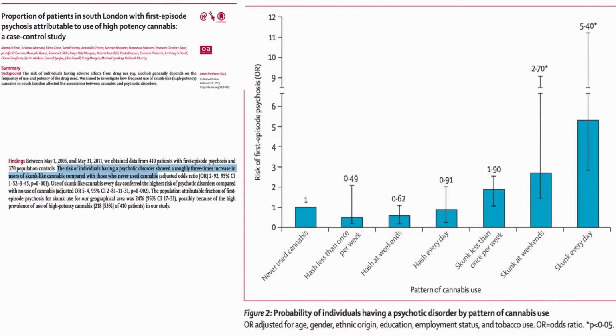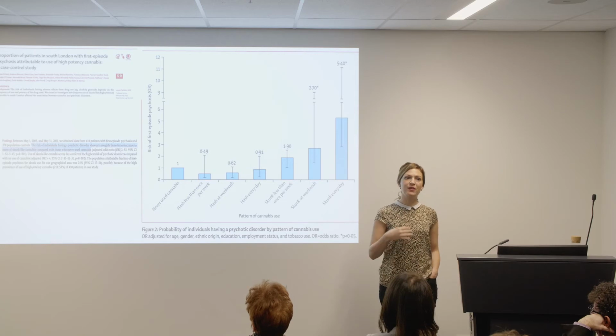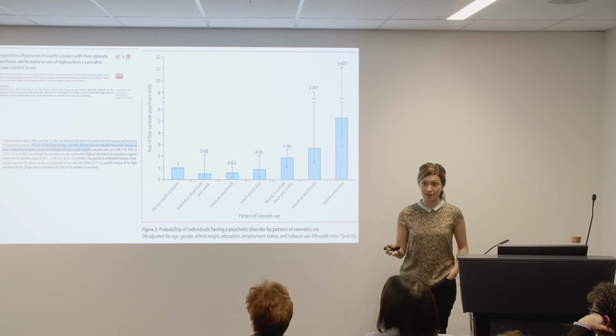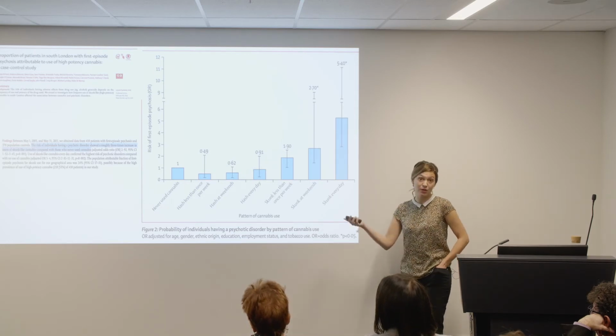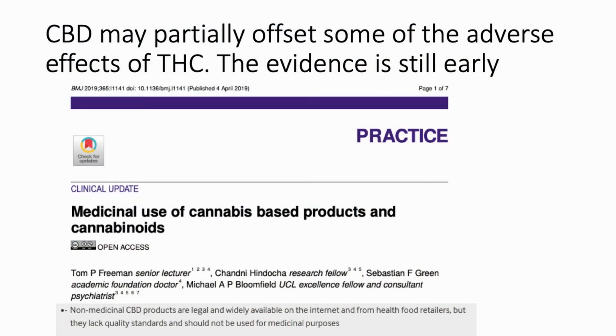Why this is important? Because according to some epidemiological studies, using very high potent cannabis varieties makes it more likely to experience a psychotic-like episode, for example. And this is just one of the potential adverse outcomes of having high potent cannabis products. And what we know is that CBD might mitigate some of the adverse outcomes of THC on mental health.